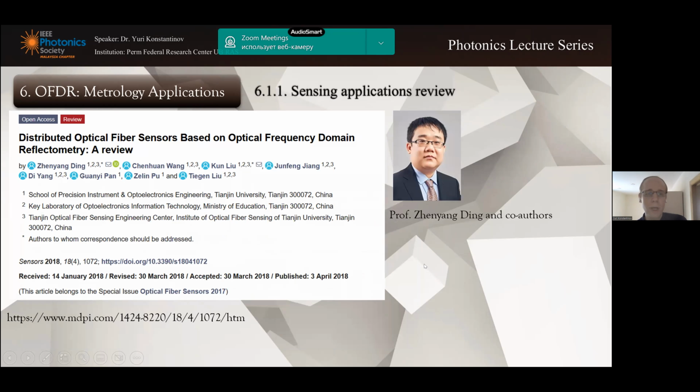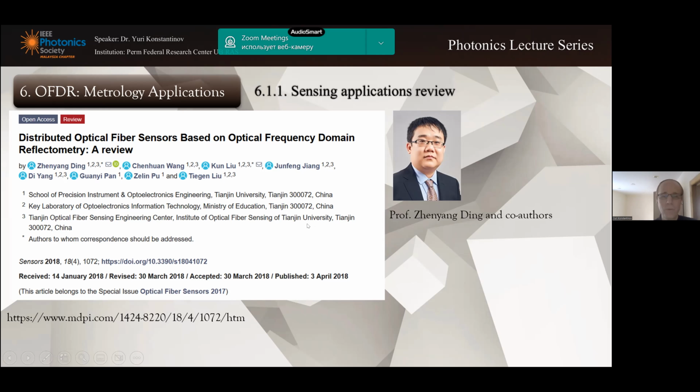So let's go to applications of some different OFDR systems. Let's start with metrology applications. Sorry, it's written that it's metrology, and here we see sensing. Sorry, my mistake. Metrology applications.